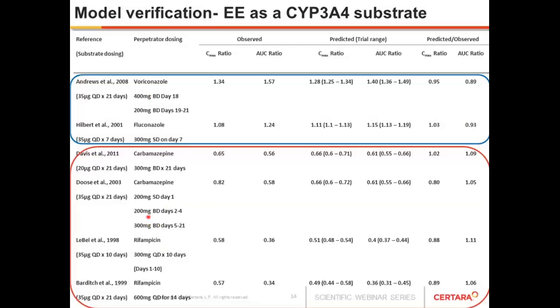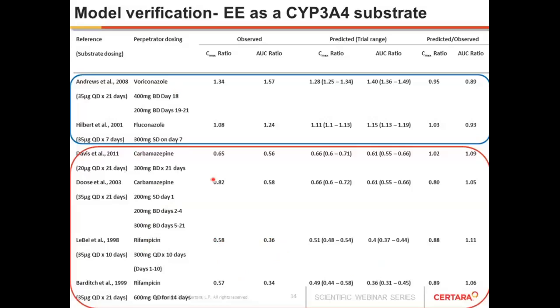And when you co-administer rifampicin with ethinylestradiol, you have about a 60% reduction in the AUC and about a 40% reduction in Cmax, which is what the observed data was giving us for these two different studies. And we're able to predict reasonable predictions when we did the simulations using rifampicin in our model.